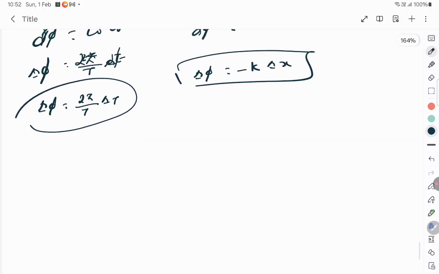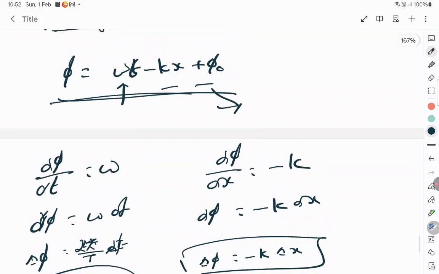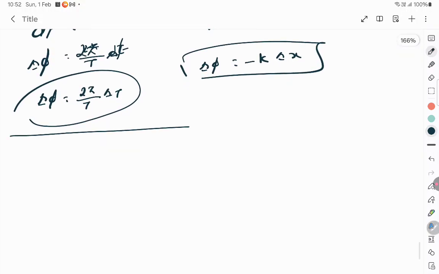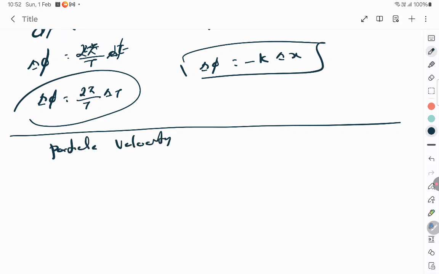So now you know this. Okay, this is what it is. Now you know how to find the phase difference with respect to time and with respect to position. Now let's find the particle velocity. Okay, this is about particle velocity.